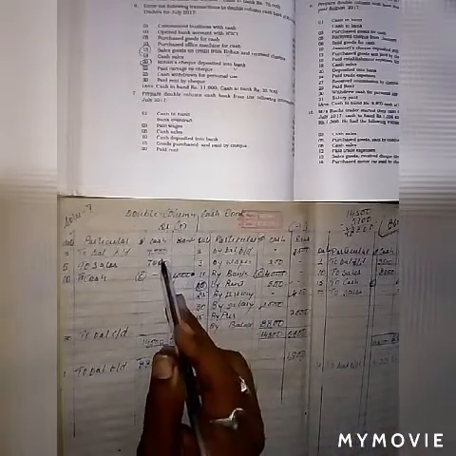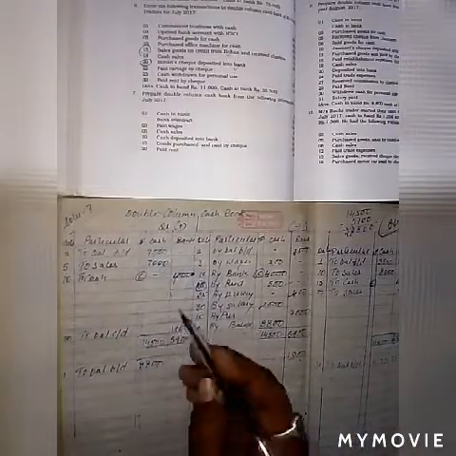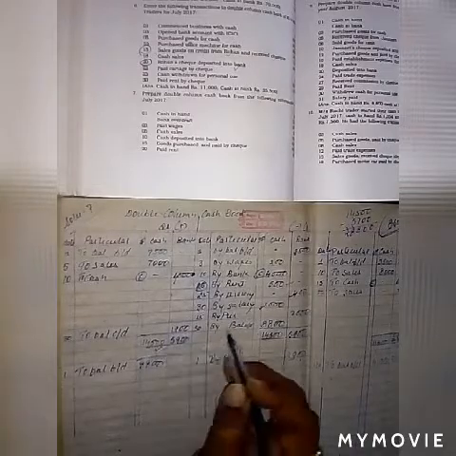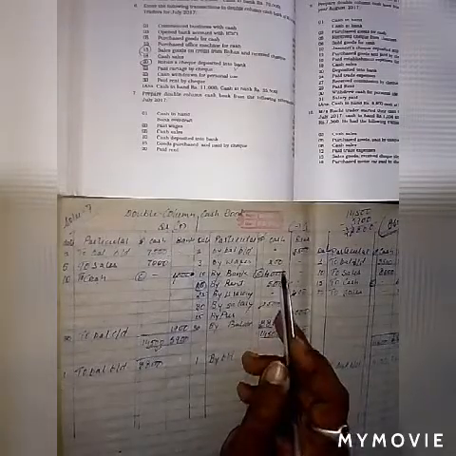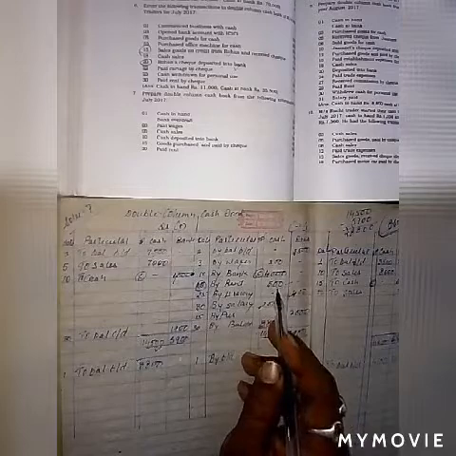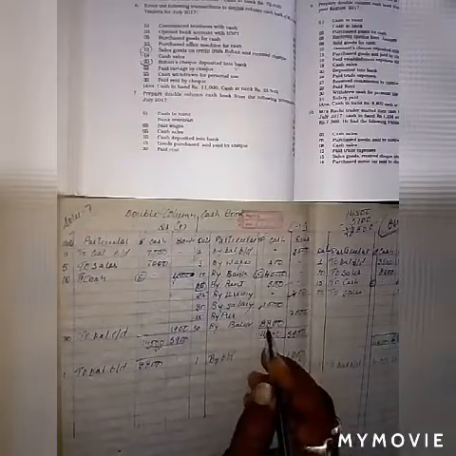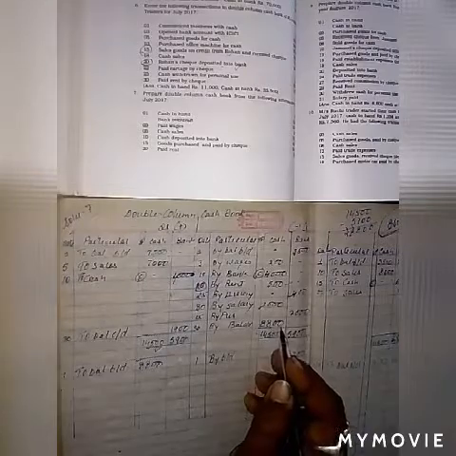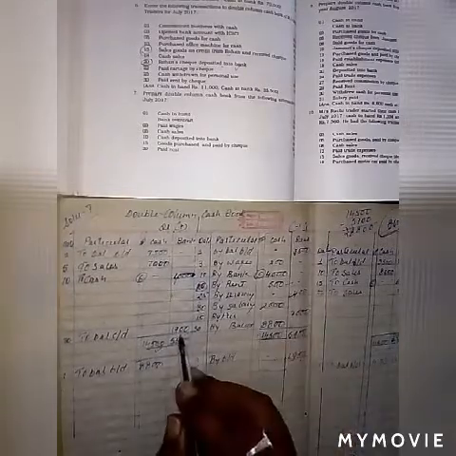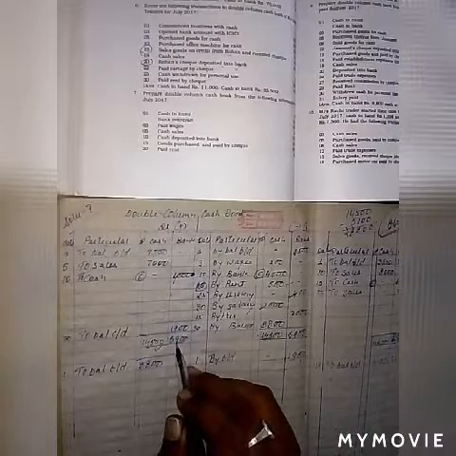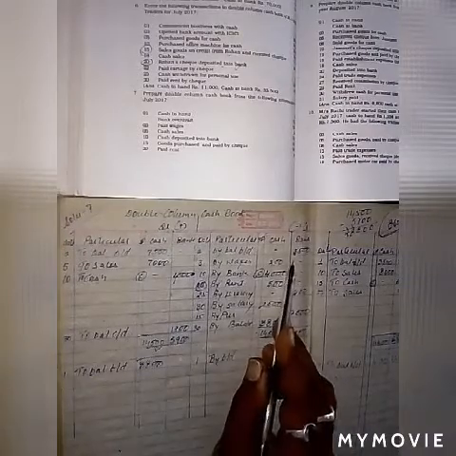Now we will do the total. 7,000 plus 7,000, 14,500, minus 4 plus 2, 4,700, 5,700, so it will be 8,800 rupees, and this side it is 5,900 minus 3,500.